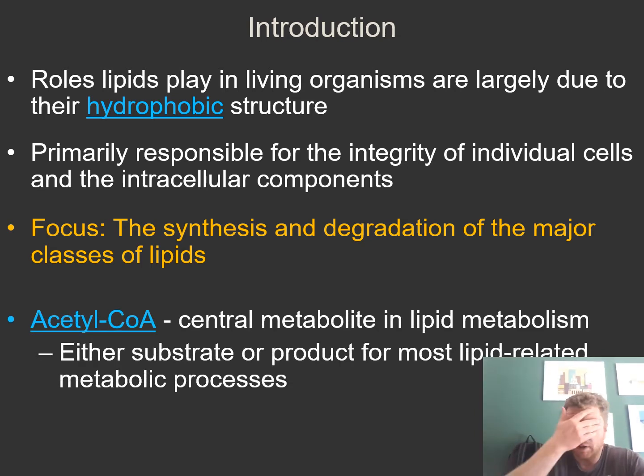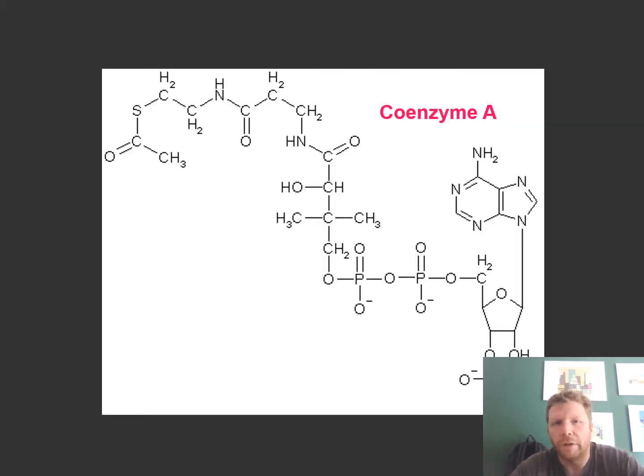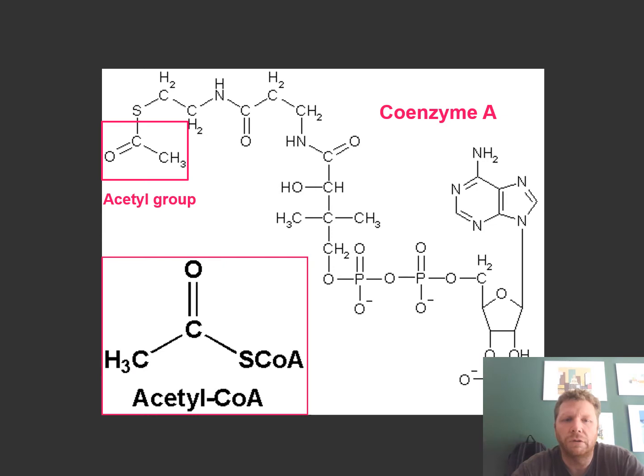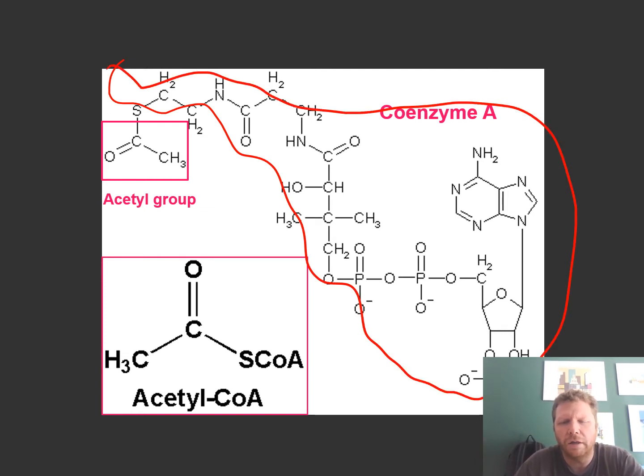Acetyl-CoA, which we have talked about previously, is a central metabolite in lipid metabolism, either substrate or product for most lipid-related metabolic processes. Here is coenzyme A. Big old bulky molecule. We haven't really talked about all of it. We've kind of narrowed our scope in our discussion of it. It's got an acetyl group. There's the acetyl-CoA that we've talked about previously, where we've got a carbon-sulfur bond and then CoA. It's kind of nice to just talk about it as CoA.